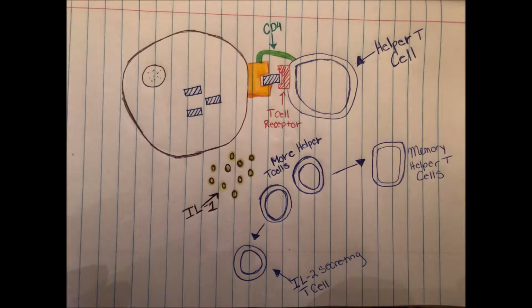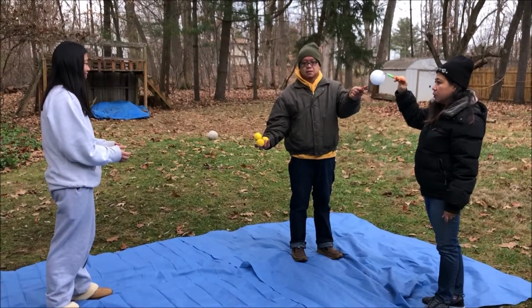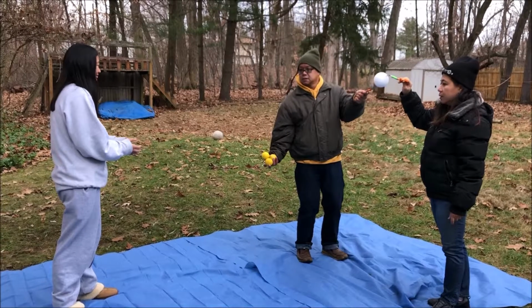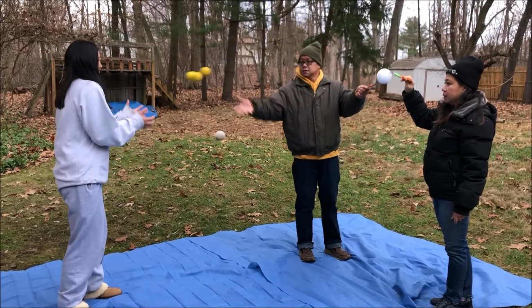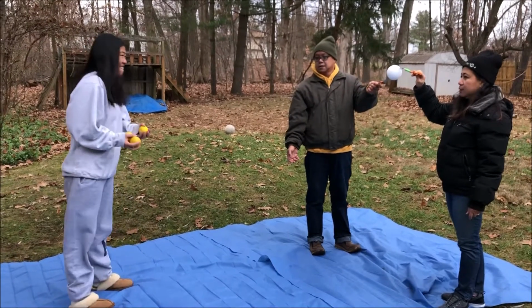This binding then stimulates the secretion of interleukin-1. Interleukin-1 stimulates the proliferation of more helper T cells that differentiate into memory T cells and IL-2 secreting cells. So here we have IL-1 being secreted by the macrophage and stimulating and exciting IL-2 secreting cells.